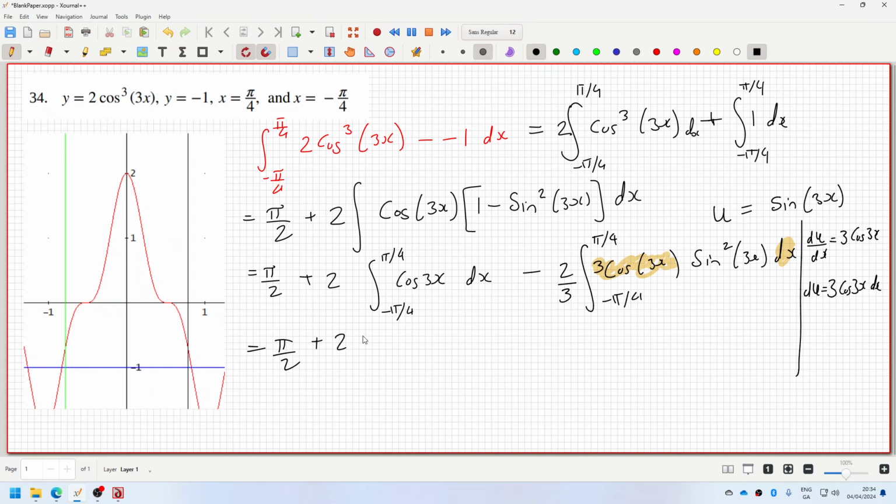Oh, and this I can integrate. That's sine 3x over 3, pi over 4 minus pi over 4, and then that's minus 2 over 3 integration of u squared du. So let's see, that's pi over 2 plus 2. Now let me see what I get inside here. Sine 3 times pi over 4.